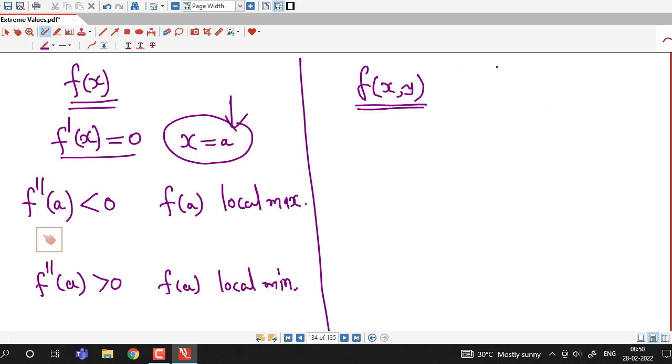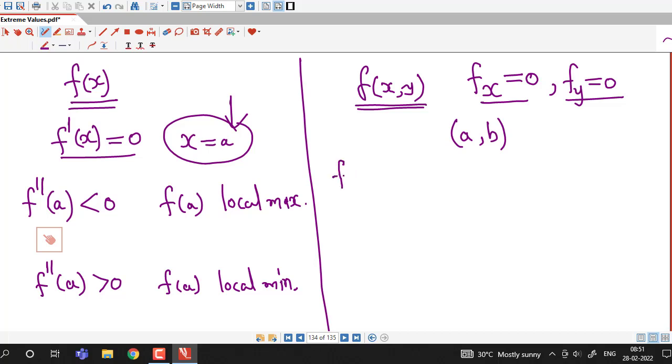So first we will find the critical points of this f(x,y) by solving these two equations, del f by del x equal to 0 and del f by del y equal to 0, and suppose the point (a,b) is obtained by solving these two equations. There can be more than one point also. Now we will find these second order partial derivatives: fxx, that is del square f by del x square, del square f by del x del y, and del square f by del y square.